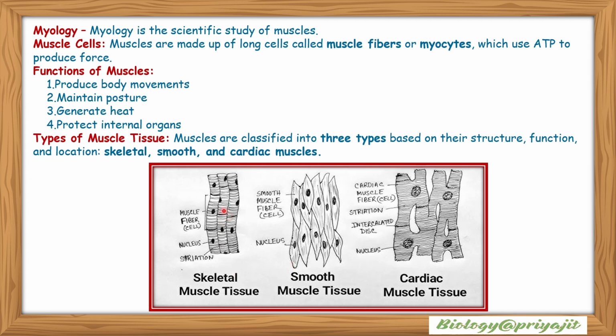Skeletal muscle tissue has muscle fibers, which are the muscle cells. They have multiple nuclei and there are striations, so skeletal muscles are called striated muscles. But within smooth muscle there are no striations, so they are called smooth muscle fibers or smooth muscle cells, and a nucleus is also present in these cells. Cardiac muscle tissue or cardiac muscle fibers also have striations like skeletal muscle tissue, but they have additional intercalated discs and they have a rounded nucleus.